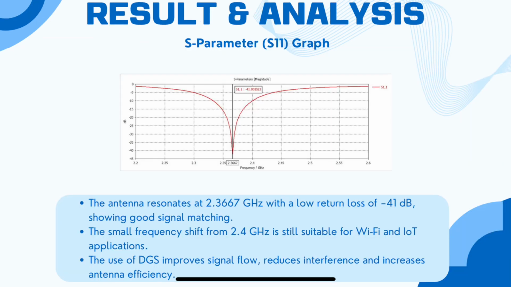For the simulation result of the S11 parameter graph, we can see 3 main points. First, the antenna shows excellent return loss at 2.3667 GHz with an S11 value of -41 dB. This means the antenna has very strong impedance matching and very little signal is reflected back. Second, the small frequency shift from 2.4 GHz is still within the ISM band, so the antenna is still suitable for applications like Wi-Fi and IoT without any major issue. Third, the use of a defected ground structure, or DGS, helps improve performance. It fine-tunes the impedance, reduces unwanted surface waves, and makes the antenna more efficient overall.